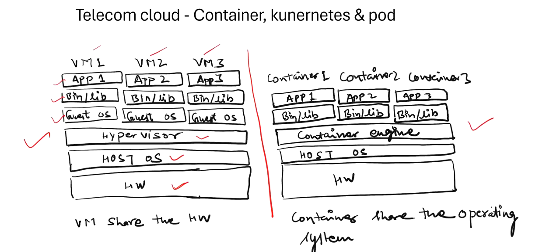And this is the containerized services. How do the containerized services look? It has hardware, the same as the virtual machine system, and it also has a host OS. Then it has the container engine. It doesn't have the hypervisor, and above the container engine it does not have a guest OS. It has direct libraries and then applications, and these are called containers 1, 2 and 3.